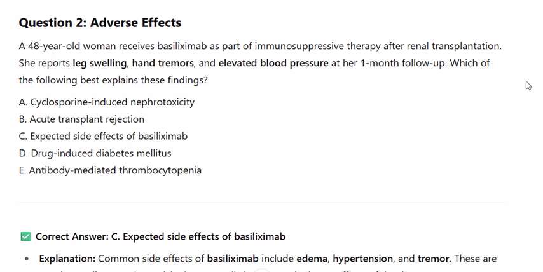A. Cyclosporine-induced nephrotoxicity. B. Acute transplant rejection. C. Expected side effects of Basiliximab. D. Drug-induced diabetes mellitus. E. Antibody-mediated thrombocytopenia. Correct answer, C. Expected side effects of Basiliximab.